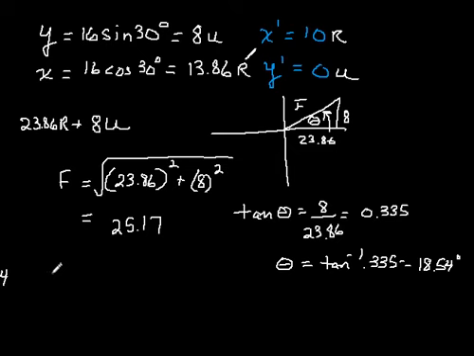Our resultant force, that we would have to pull on that point to get the same force as those two ropes, would be 25.17 at 18.54 degrees. So it's a little bit more difficult of a lesson, and well, I'm happy to go over this on Thursday with you if you're stuck. So that's it for lesson 78.